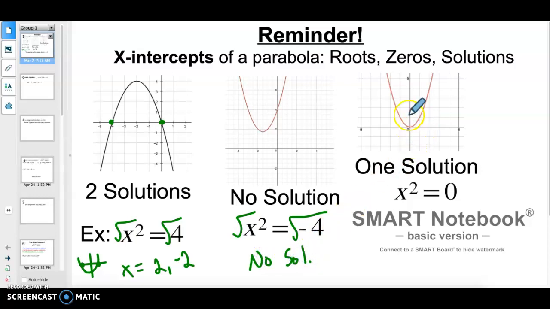And then one solution means the parabola is touching once. So here you can see the parabola is touching the x-axis only one time. So sometimes it can be facing up, it could also be facing down, but it only touches the x-axis once. So in this situation you take the square root of 0, which is just 0. You can't have a positive 0 and a negative 0. So the only time you're going to have one solution is when you're taking the square root of 0. So this idea is going to come into play today.